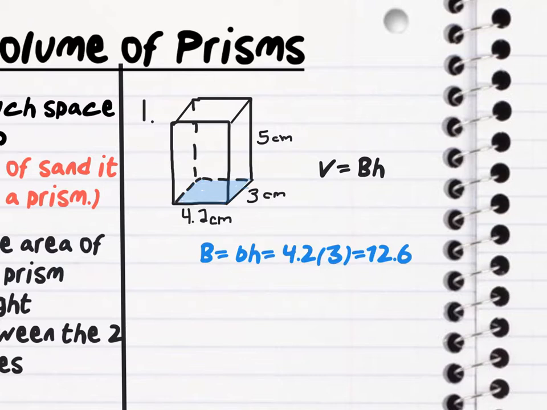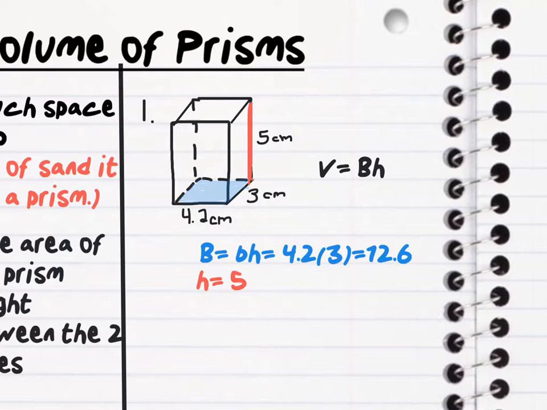And now we have to find the height. And remember, the height of the prism is how far apart the two bases are from each other. So here we're going to use this length here as the height, and that's 5 centimeters. So in red, I'm going to write H equals 5.